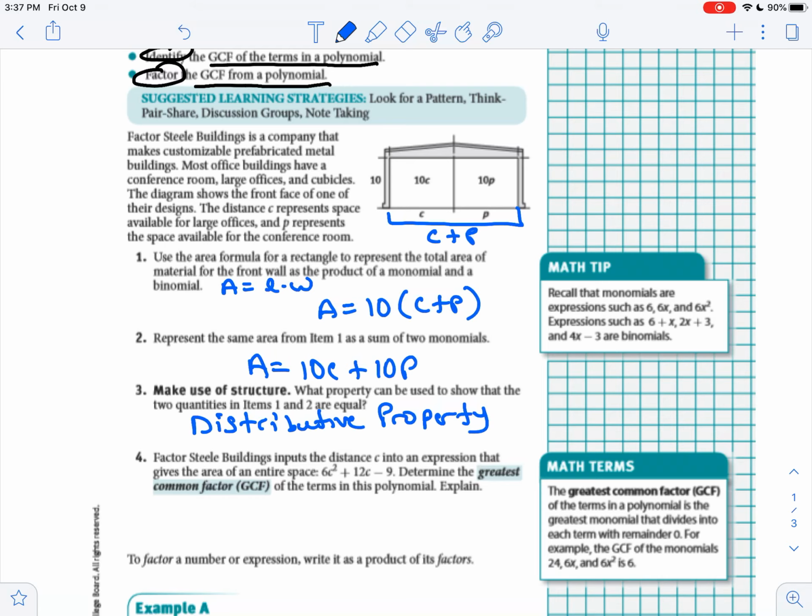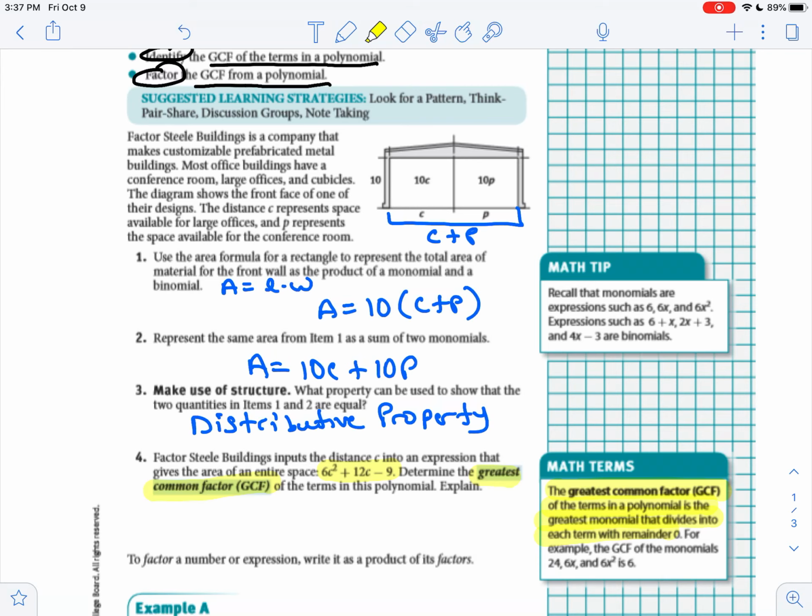Well, Factor Steel Buildings inputs the distance C into an expression that gives the area of the entire space. So a different expression, we have 6C squared plus 12C minus 9. This time we have a trinomial, and they want us to determine the greatest common factor of the terms in this polynomial. The greatest common factor, or GCF, of the terms in a polynomial is the greatest monomial that divides into each term with remainder 0. For example, the GCF of the monomials 24, 6x, and 6x squared would be 6. 6 is the biggest number that can divide into those three terms evenly.